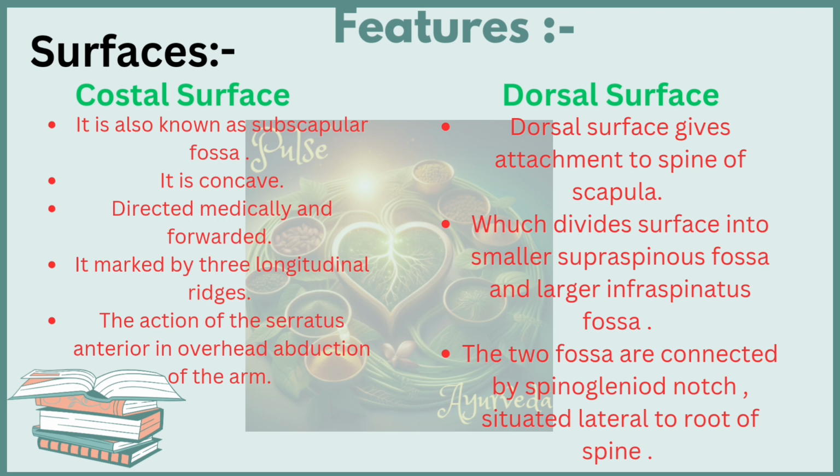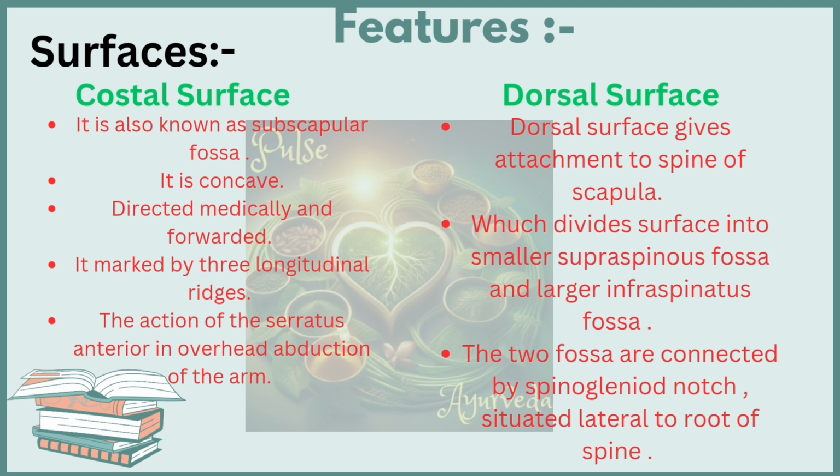Three longitudinal ridges. Then the dorsal surface gives attachment to the spine of the scapula, which divides it into the smaller supraspinous and largest infraspinous fossa. The two fossae are connected to each other by the spinoglenoid notch, which is situated on the lateral root of the spine. Now, in the costal surface, the action of serratus anterior is overhead adduction of the arm.